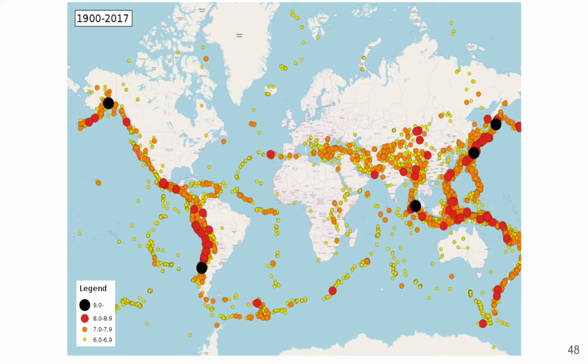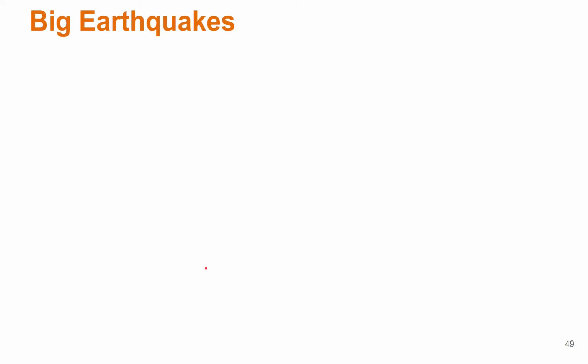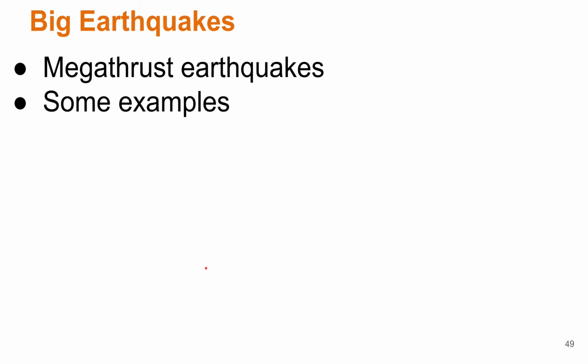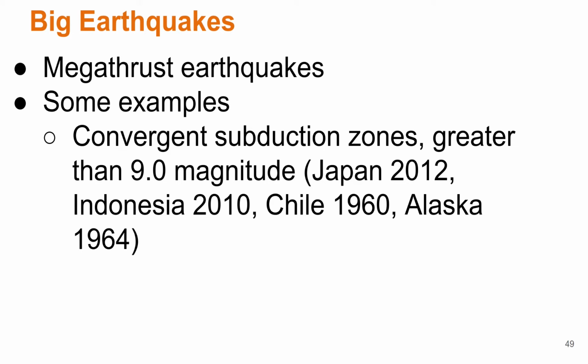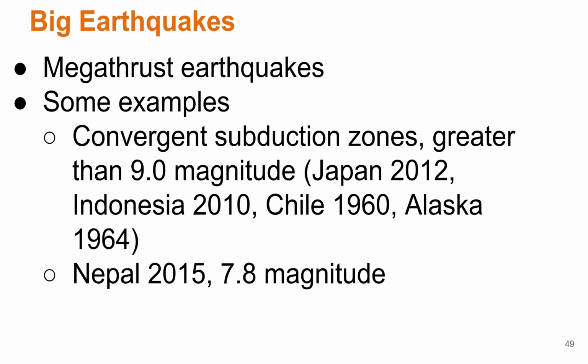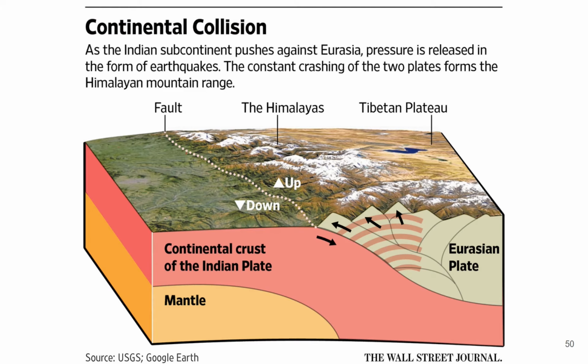Like a lot of these orange and red ones are probably caused by subducting plates, and the black ones are the megathrust earthquakes. Megathrust, some examples: Japan, 2012. Indonesia, 2010. Chile, 1960. Alaska, 1964. Nepal, 2015. Massive earthquakes caused by one plate sliding under another plate, getting stuck, but the motion continues, so the stress builds until it rips loose.